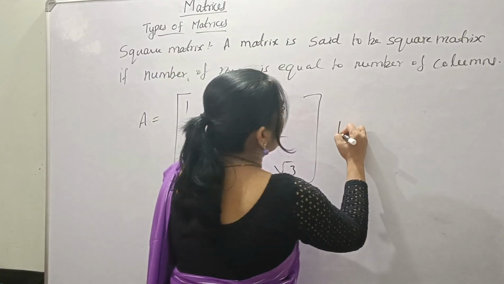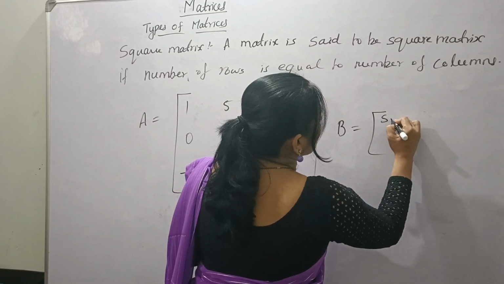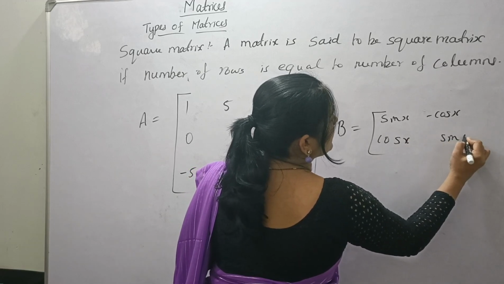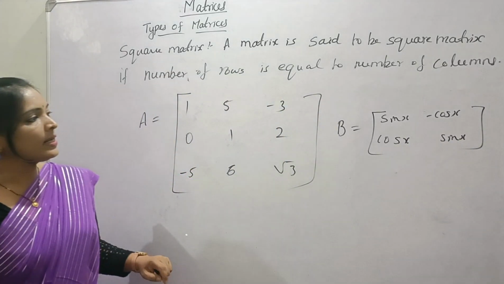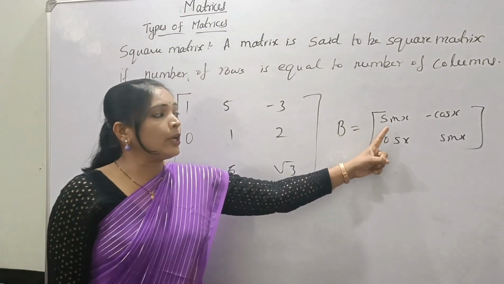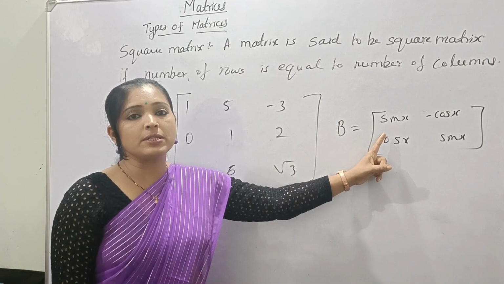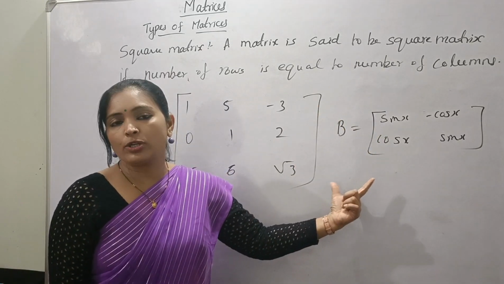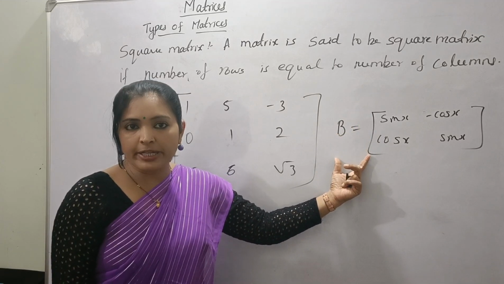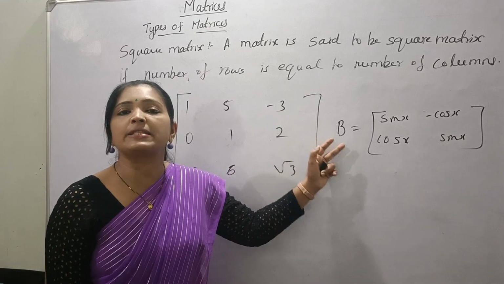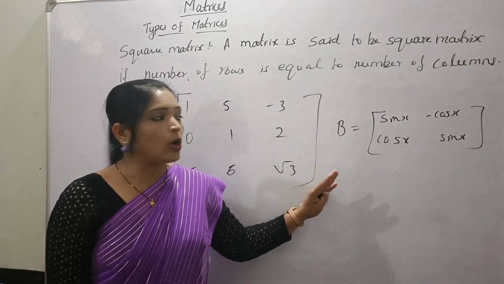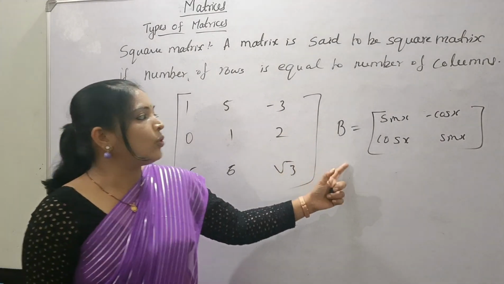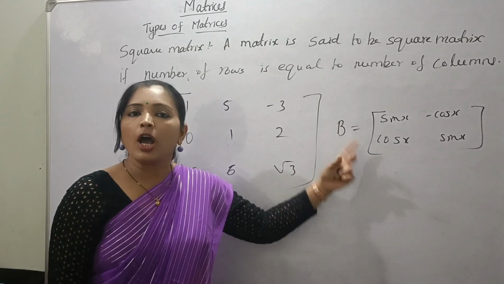Okay, another example. B is equal to sin x, minus cos x, cos x, sin x. Okay, so here see B has 2 columns, 2 rows, right? 2 rows and 2 columns. Number of rows is equal to number of columns. Therefore, B is a square matrix of order 2 by 2, or we can say B is a matrix of order 2. Because it's a square matrix, its number of rows and number of columns are equal, right? Therefore, B is a square matrix of order 2.